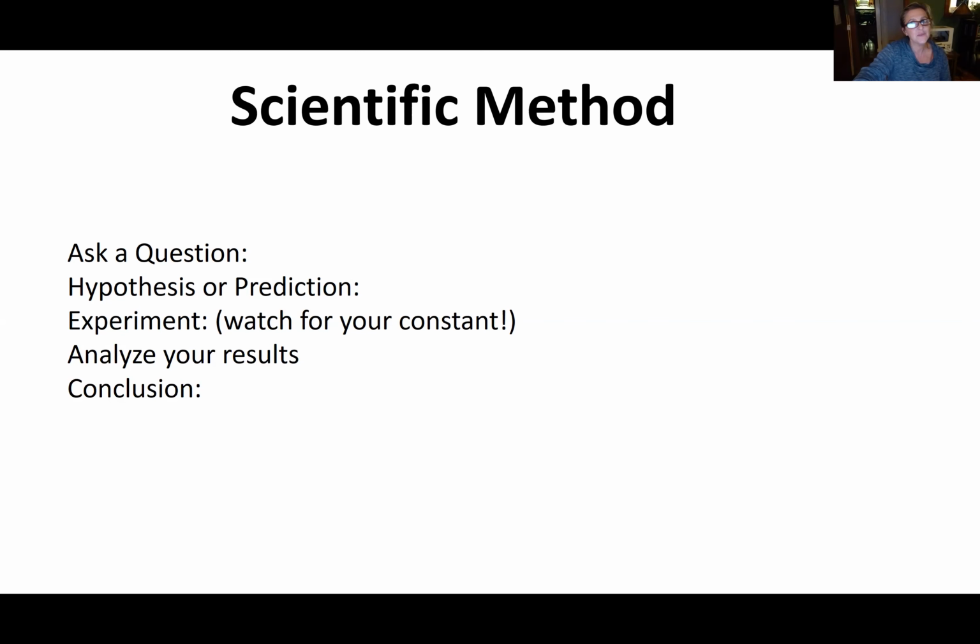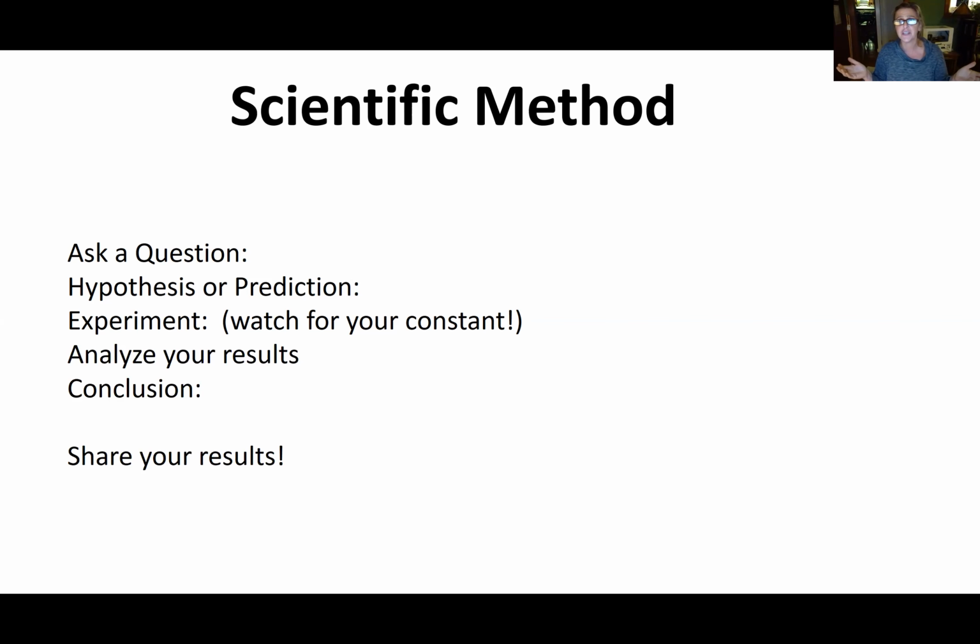And then the last thing we do with the scientific method is we share our results. Can you imagine if scientists never shared the results? We would have no cures for cancer. We would have no answers to what's going on in outer space if they didn't share the results. So ways that they can share the results are, well, the internet. It's probably the best way to share the results nowadays.